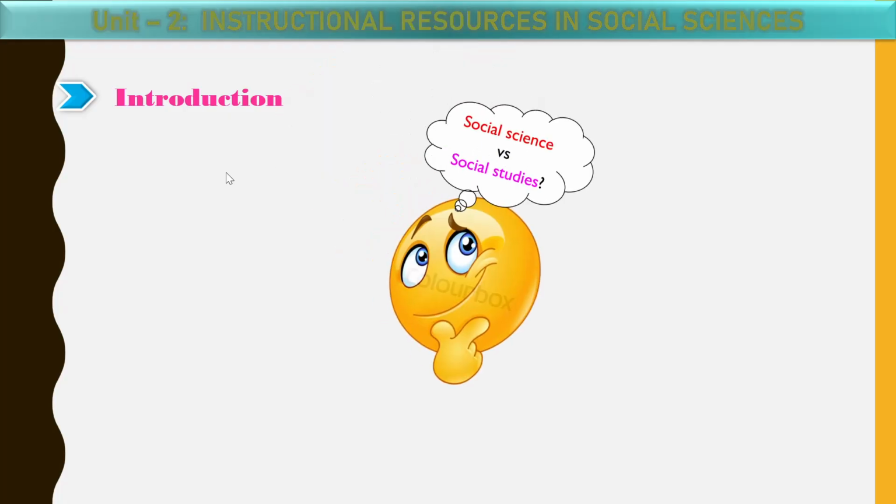So always I come across something called social science and social studies. What do you feel are the differences between these two? What is social science and what do you mean by social studies? Are they same or are there any differences? What do you feel? Are they same? There is no right or wrong. You can just give me your understanding. So we'll learn it together.